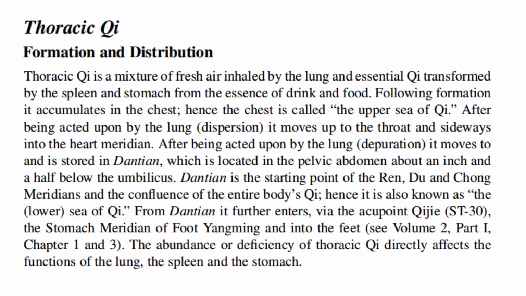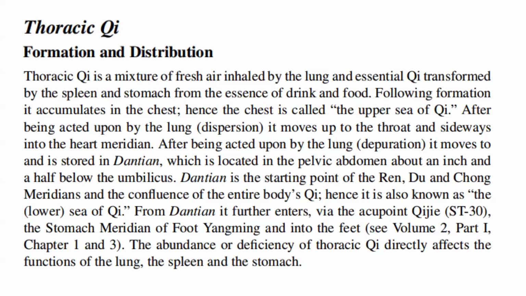After being acted upon by the lung through dispersion, it moves up to the throat and sideways into the heart meridian. After being acted upon by the lung through depuration, it moves to and is stored in the dantian, which is located in the pelvic abdomen about 1.5 inches below the umbilicus. Dantian is the starting point of the Ren, Du, and Chong meridians and the confluence of the entire body's Qi. Hence, it is also known as the lower sea of Qi.